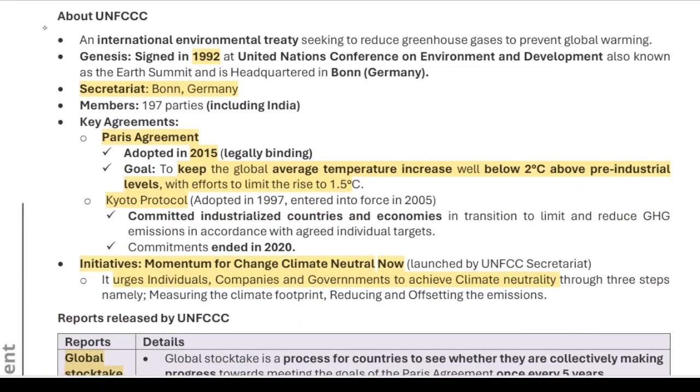UNFCCC. Okay, let us discuss some basics, but you may have gone through it in your static portion also. UNFCCC came into existence in 1992. It was a major body under the UN to deal with climate change issues.